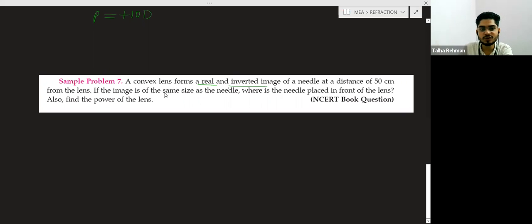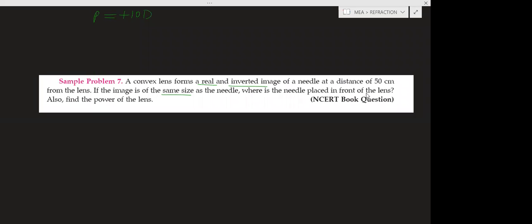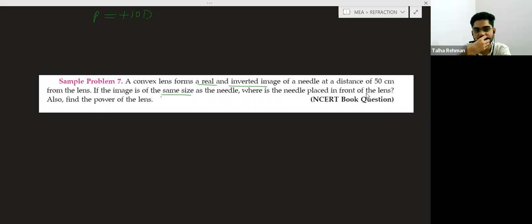If the image is of the same size, see, real, inverted, and same size, where is the needle placed in front of the lens? So the needle here is the object or the image? Object. The needle is the object. So they are asking the object distance basically. And also they are saying find the power of the lens.